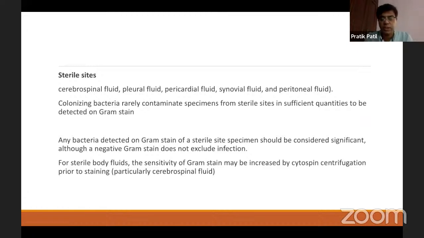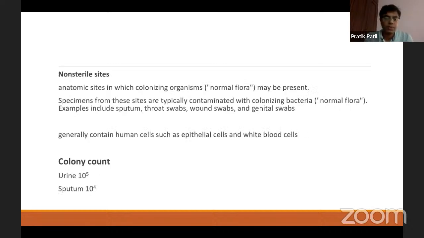So if you are clinically suspecting the infection and the gram stain shows any positivity, you have to give it a thought. However, if the clinical suspicion is high but the gram stain is negative, you cannot rule out the infection. For sterile body fluids, the sensitivity of a gram stain may be increased by cytospin centrifugation prior to the staining. So this way we can increase the pickup of the gram stain.